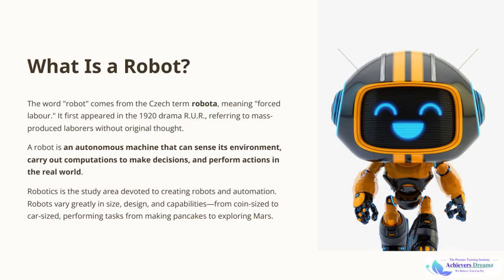Robots come in many shapes and sizes. Some are tiny, like the size of a coin, while others are as big as a car. They can do everything from making pancakes in a kitchen to exploring the surface of Mars. Understanding what robots are and how they work is fundamental to grasping the broader theme of automation and technological innovation. Robots are constantly evolving and becoming more capable, shaping the way we live and work.